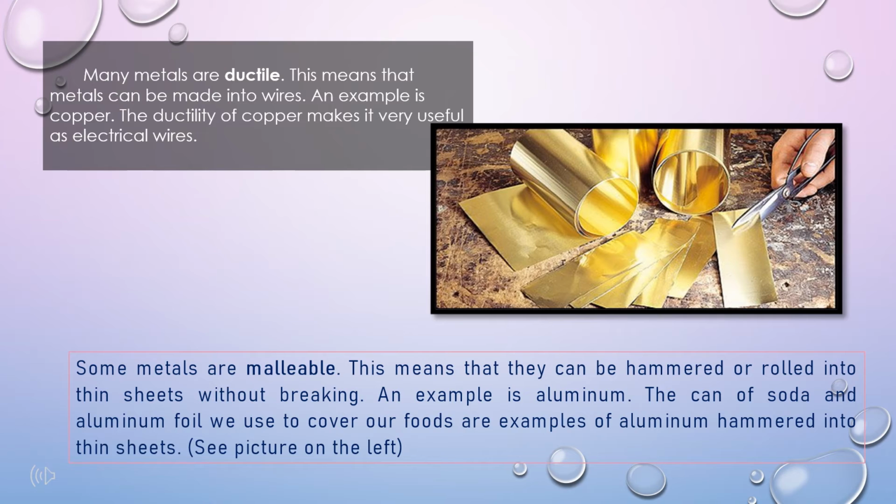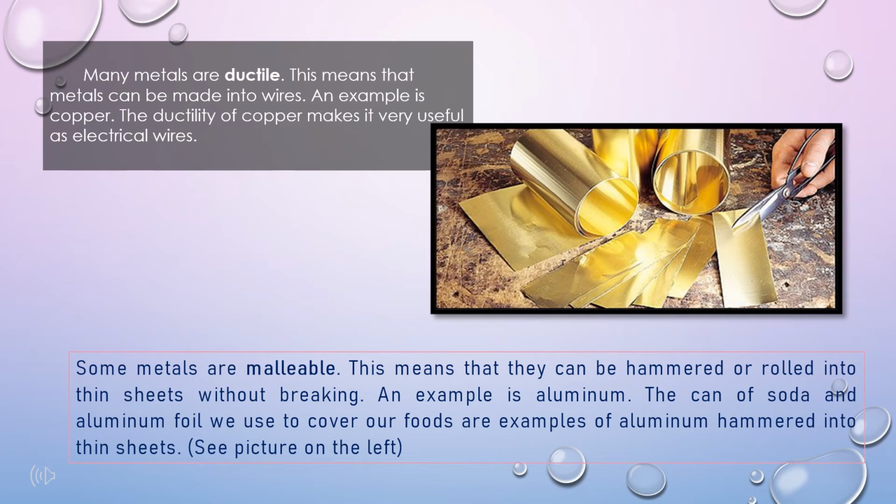Okay. Some metals are malleable. So next property of metal is malleability. This means that they can be hammered or rolled into thin sheets without breaking. Okay? So when we say malleability, yan naman yung ability ng metal na kung saan pwede lang natin siyang i-flatten and then pwede nating i-roll without breaking. So example of this is yung aluminum.